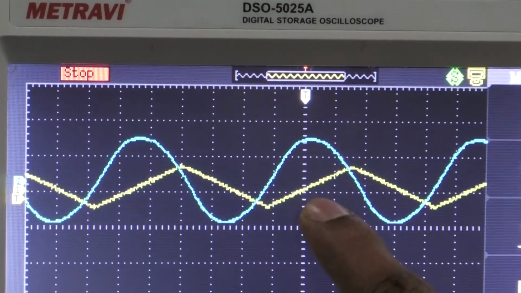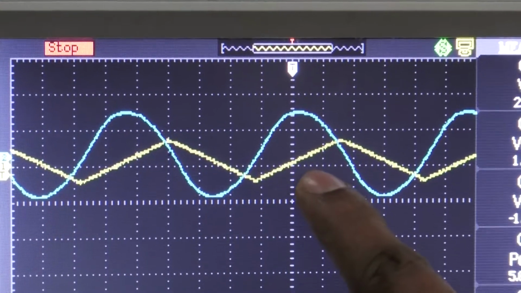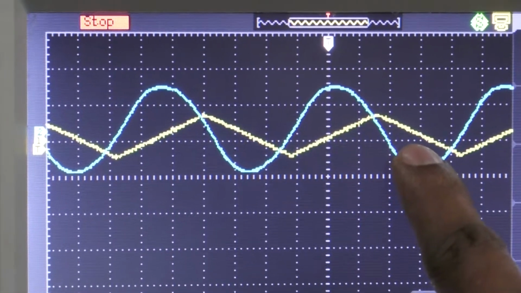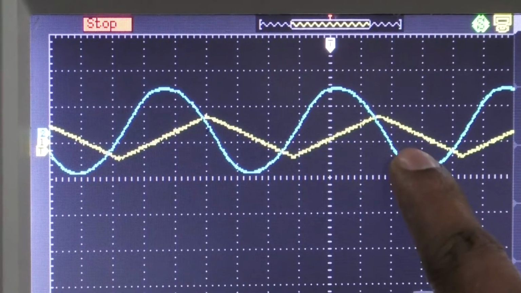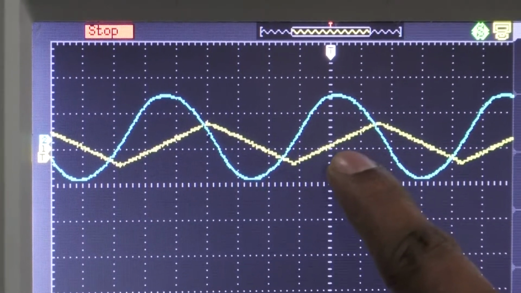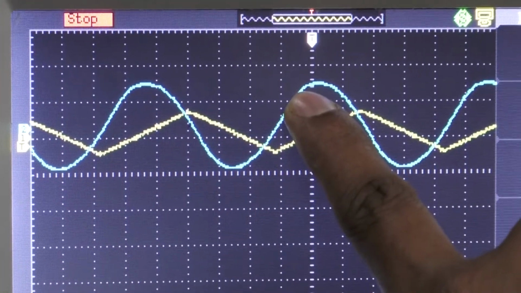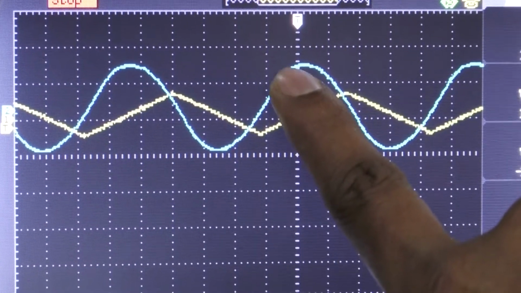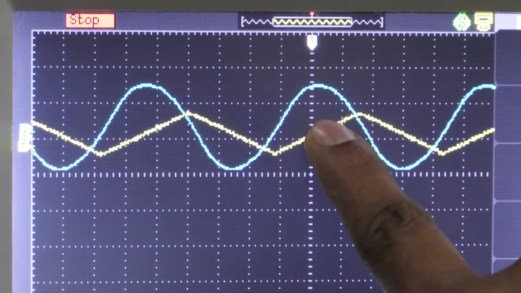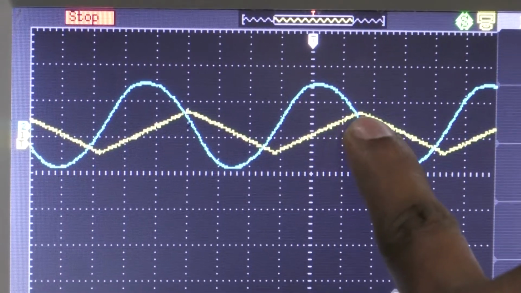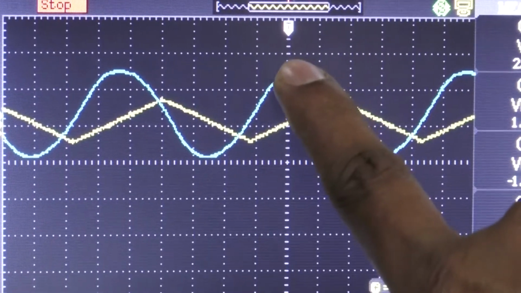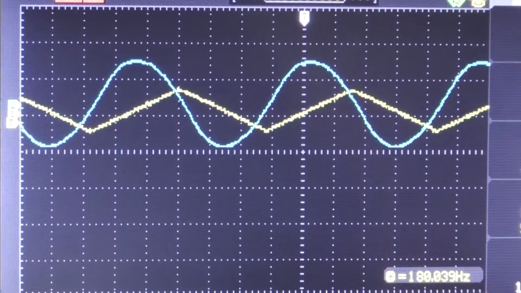So to reduce these two errors, slope overload and granular noise, we have to choose the adaptive delta modulator. In that case, the step size can be increased up to the level of the input signal. So after performing the delta modulation, to reduce these two errors, we go for the adaptive delta modulation.